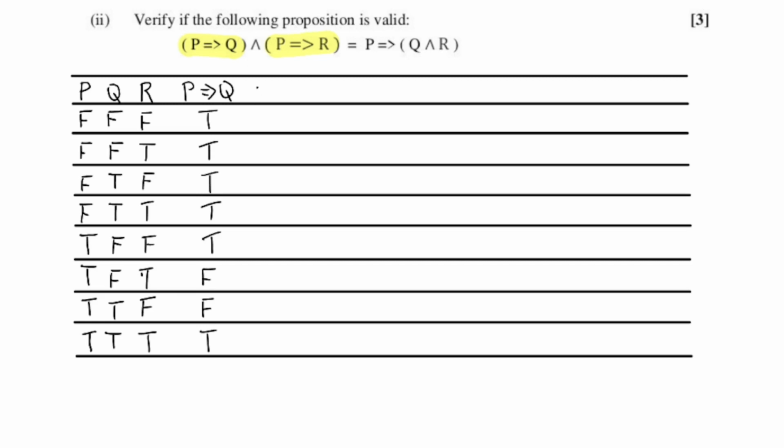So let's have a column for P implies R. Now here also, P implies R will be false when P is true and Q is false. Therefore, we'll have a false over here and a false over here. The remaining will be true. So all these are true. Now we have to perform the AND operation on the last two columns.